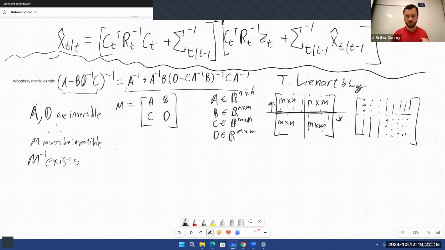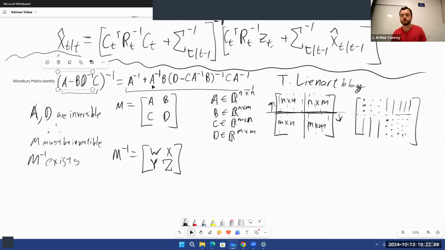Neat. So I'll go ahead and name this guy as well. And Mr. Lennart recommends the notation W, X, Y, and Z. All right. These are block matrices as well. And so the goal here is to find some expression that relates all these A's, B's, and C's together in terms of the inverses of A and D in a single equation. All right.